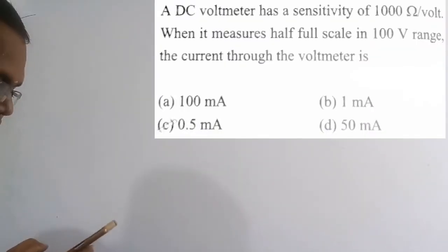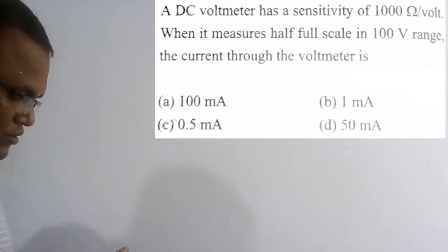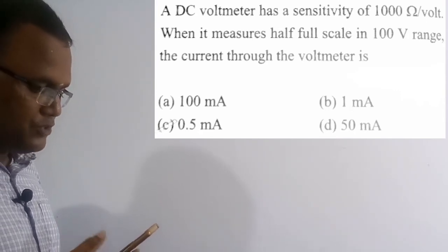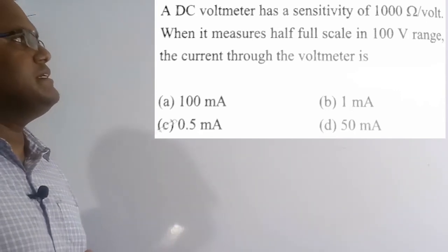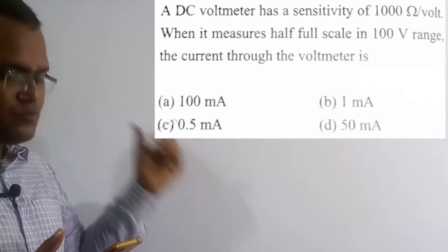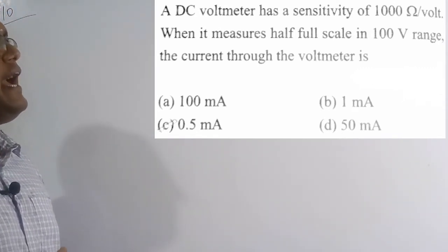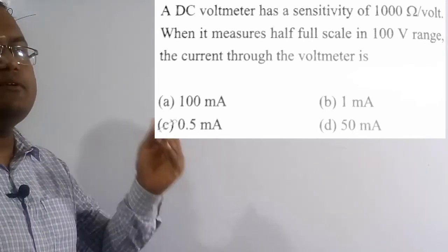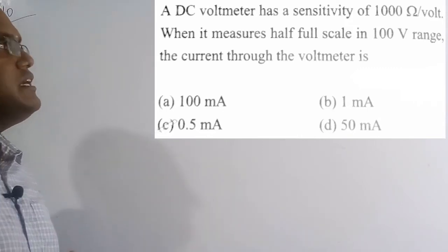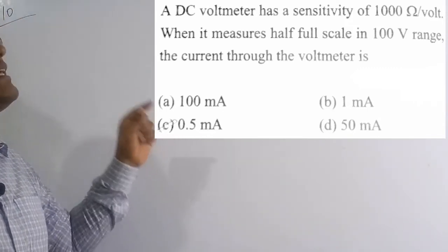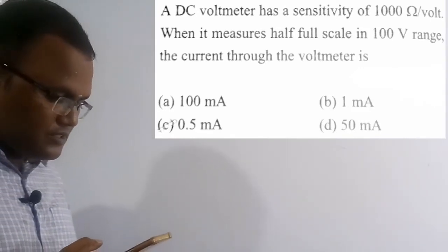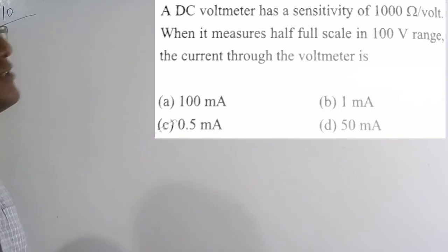Now we are going to discuss the last question of this lecture. See the question here. A DC voltmeter has a sensitivity of 1000 ohm per volt. When it measures full scale in the 100 volt range, the current through the voltmeter is? In this question the sensitivity of the voltmeter is 1000 ohm per volt, and the full range of this meter is 100 volt. Suppose this same voltmeter measures half of the full scale, meaning 50 volt, then what is the current in this voltmeter, we need to figure out. Out of the four options, option C, which is 0.5 milliampere, is the correct solution of this question.